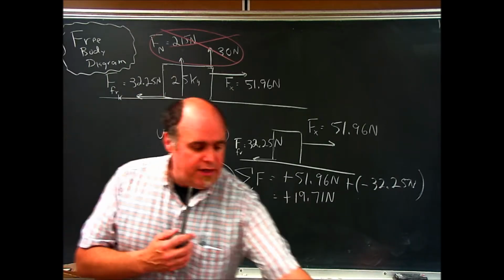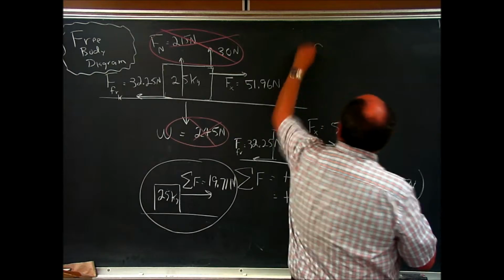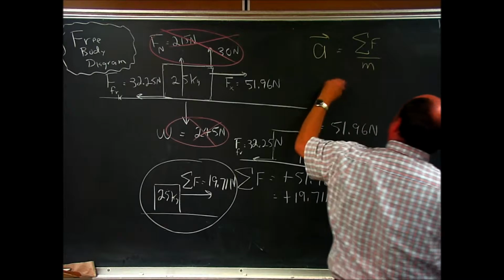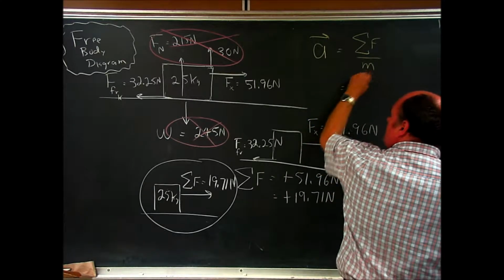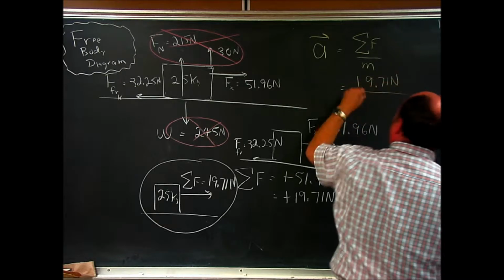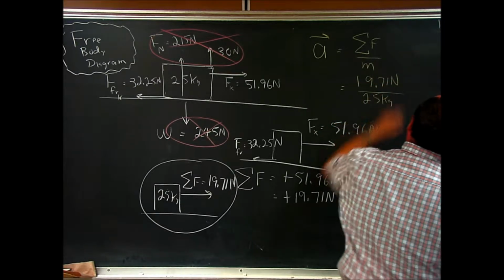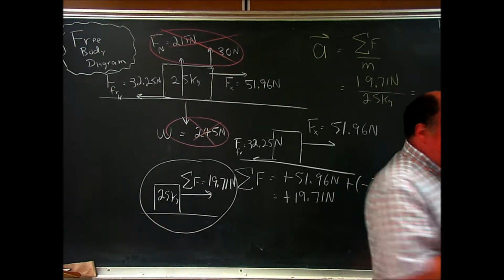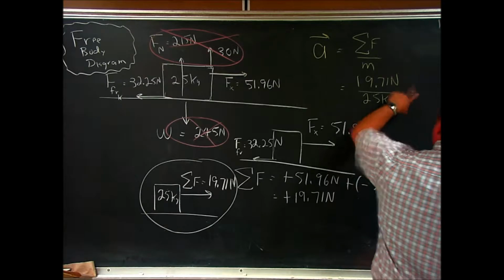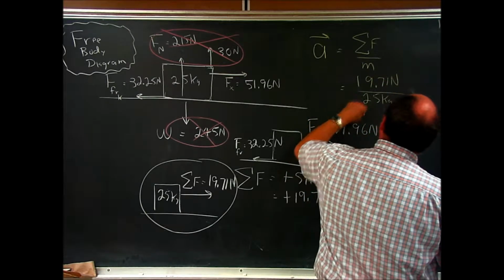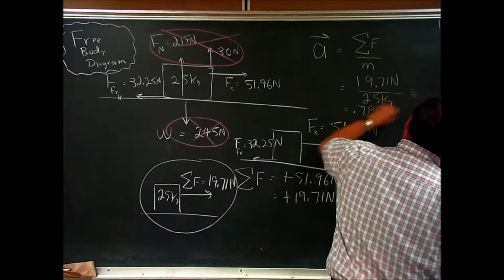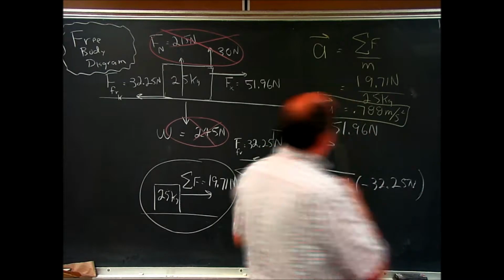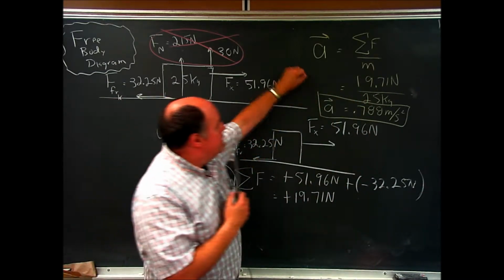Well, the acceleration is the sum of all the forces over the mass. So in this case, it's going to be 19.71 newtons divided by 25 kilograms, and that is going to come out to be 0.788. So the acceleration is going to be 0.788 meters per second squared. Okay. So that's my final answer right here.